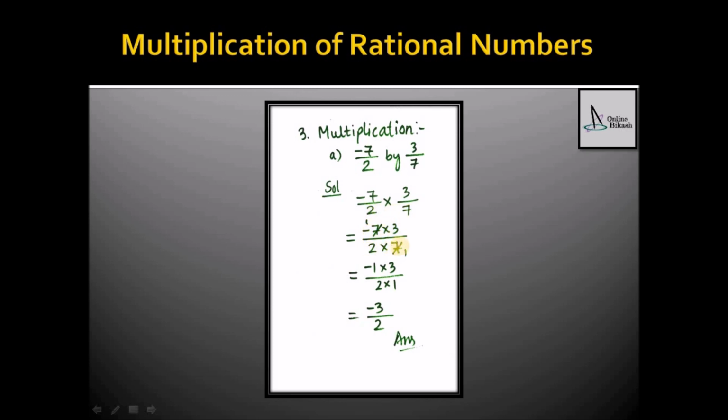Now 7 and 7 get cancelled. So what remains? Minus 1 into 3, and below in the denominator 2 into 1. So minus 1 into 3 means minus 3, and 2 into 1 means 2. So minus 3 by 2 is the result.